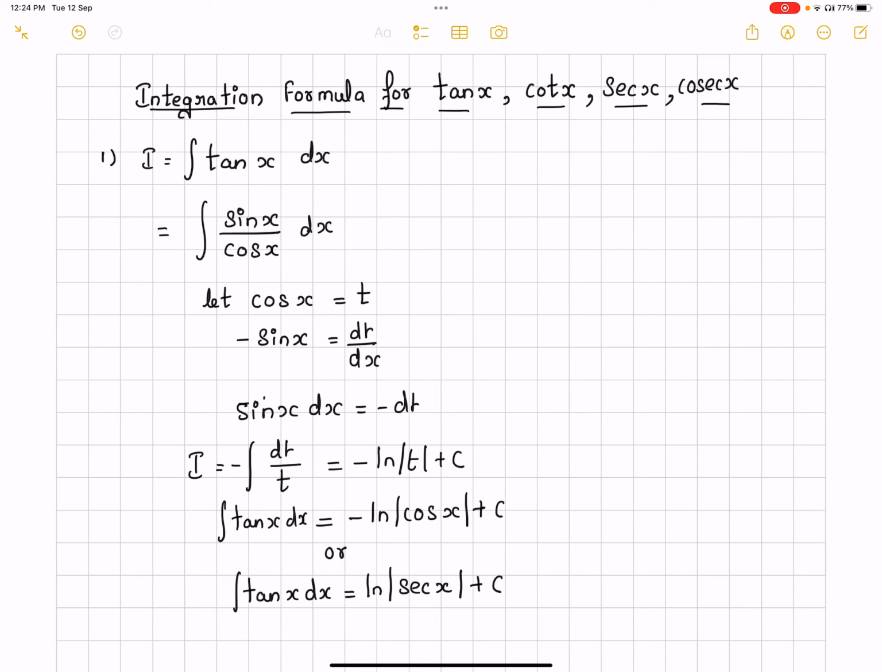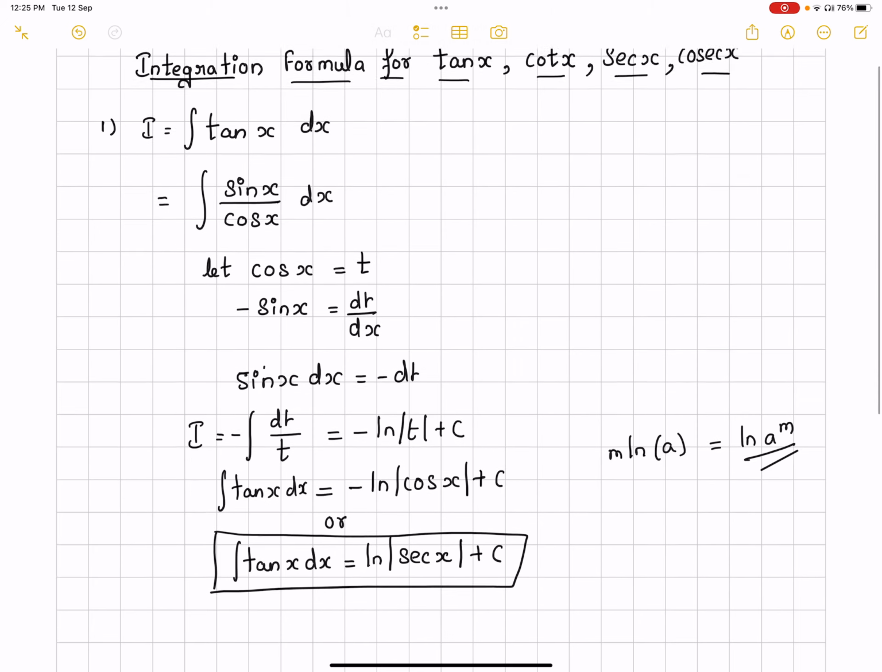We have something like m ln of a is equal to ln of a to the power m. By using this concept, you would be getting 1 by cos, and 1 by cos is nothing but secant x. That's how the changes have been done. So this becomes one of the important formulas for us. Either this one or the other one we would be using.